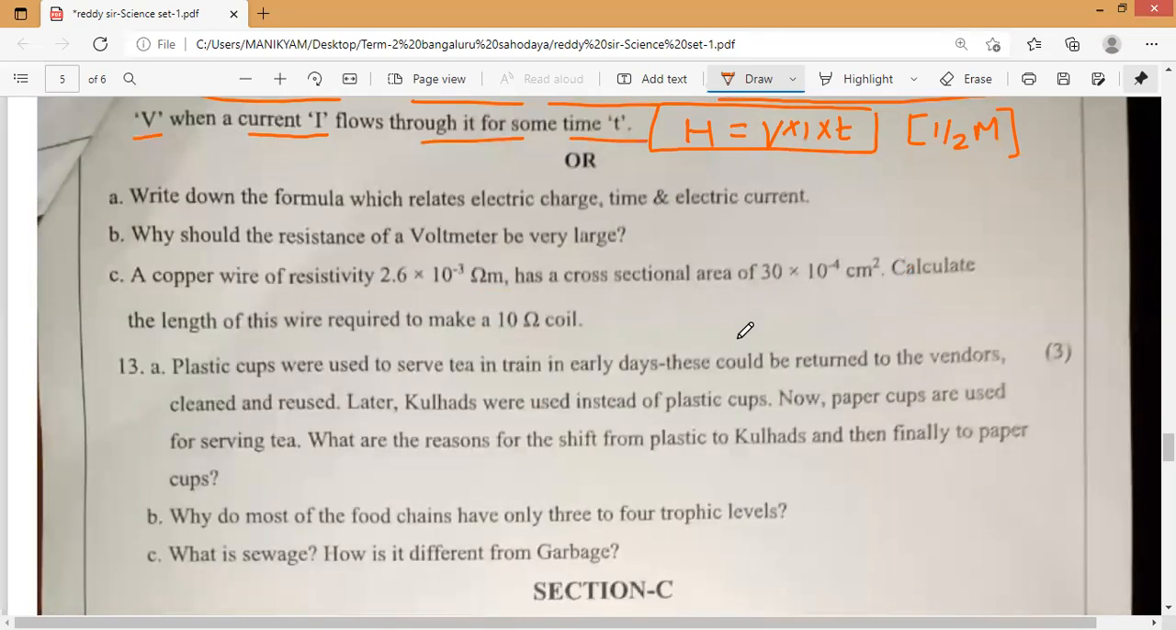So now coming to the OR choice. You have the OR choice also. Let us discuss the OR choice. Make it fast, we have to finish it. Write down the formula which relates electric charge, time, and electric current. Anybody? Let me see who will say first. Yes, please. Somebody? I is equal to Q by T. Very good. I is equal to electric charge Q by time T, the first formula which we have studied in the electricity chapter. Yes or no, guys?